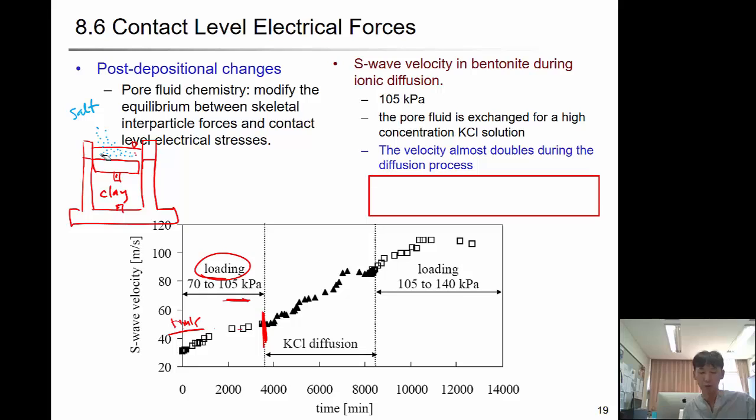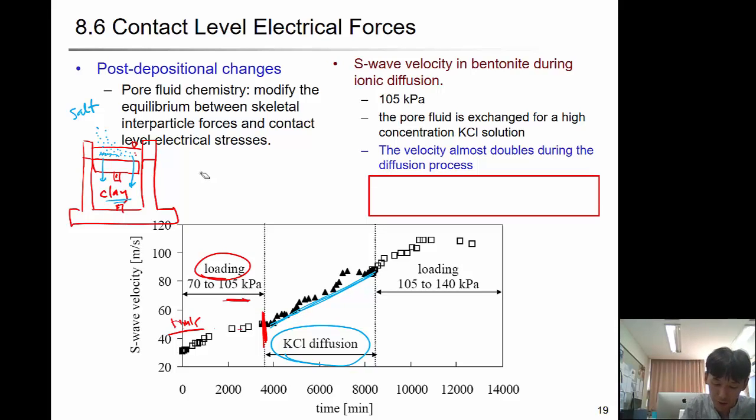So you're just sprinkling the salt at the top, and what will happen? It's gonna dissolve in this water, and it will diffuse into the clay, right? So that's what this means. In this case, they used potassium chloride, and the potassium chloride diffused into the clay pore water, and that increased the shear wave velocity this much.